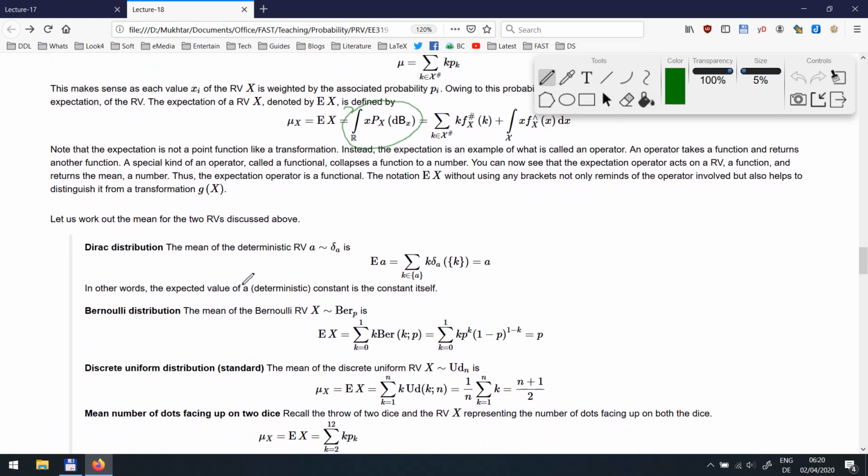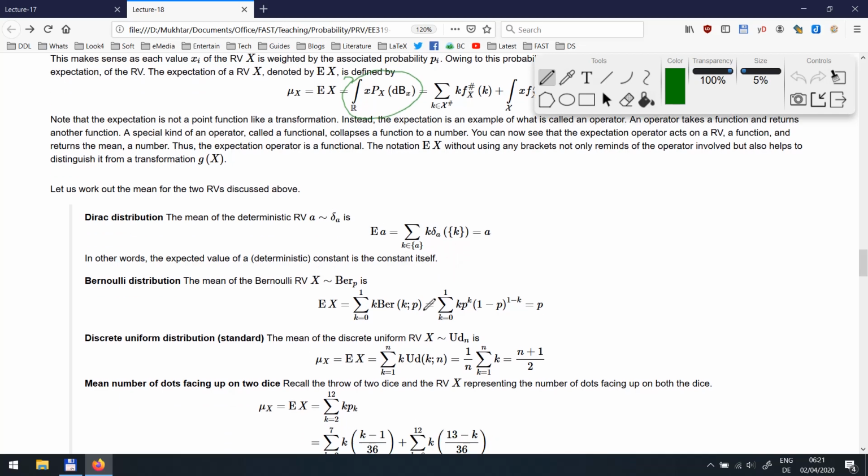So it's just another way of saying that when you are speaking of a deterministic constant, the expectation is the same constant because there is no randomness, there is no uncertainty.